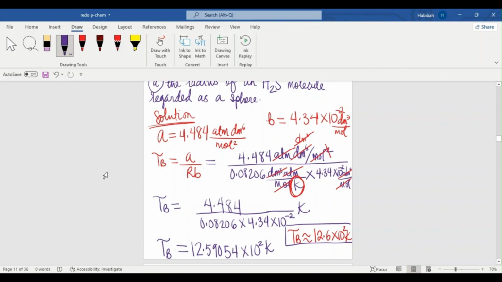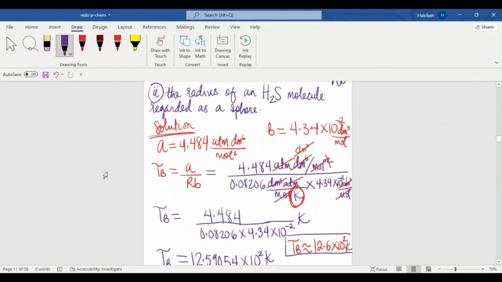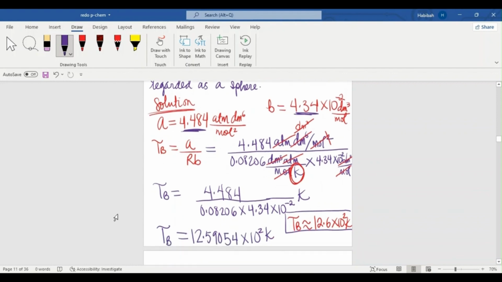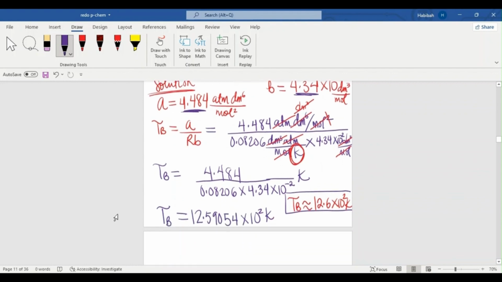So remember, the reason why I have approximately to 3 sig figs is because in chemistry, you have to look at the value with the lowest number of sig figs and use that as the number of sig figs for the final answer. So we have this A value to be in 4 sig figs. We have the gas constant, it's a constant, so we're not really focused on that. And then we have the b value to be in 3 sig figs. So hence why we put the final answer in 3 sig figs. So that would be 12.6 times 10 to the power of 2 kelvins.